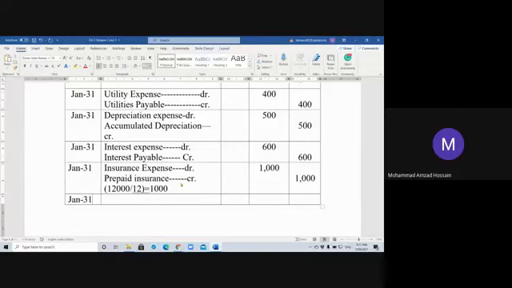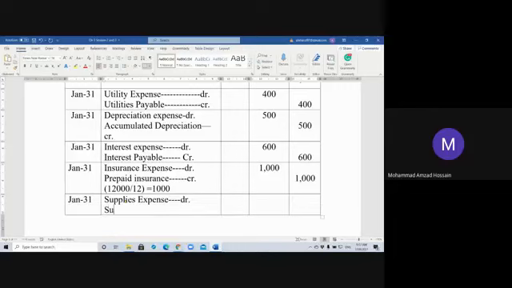Then what will be the adjusting journal? January 31st. Supply expense will be debit. Supplies is credit.